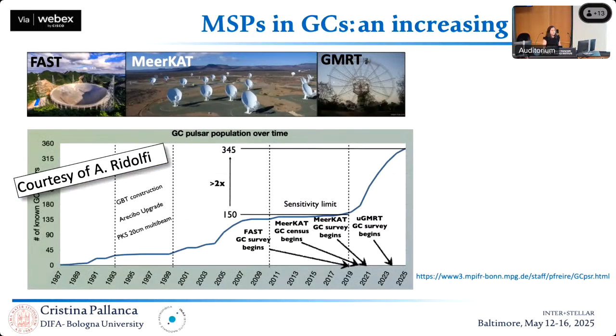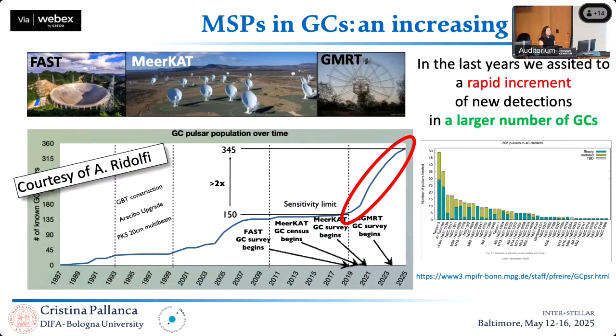In the last years, we witnessed a significant increase in the detection of millisecond pulsars in globular clusters, and this was mainly due to recent radio facilities such as MeerKAT, FAST, and GMRT. And we also detected a larger number of millisecond pulsars in a larger number of globular clusters. So we are now ready to put these two fields together.